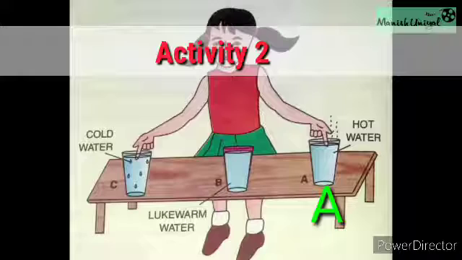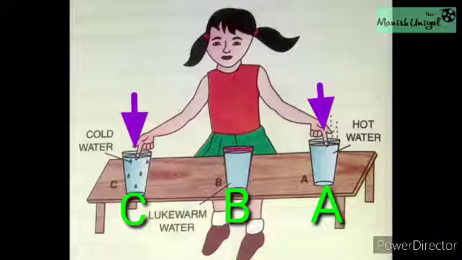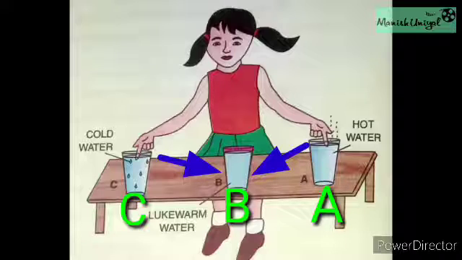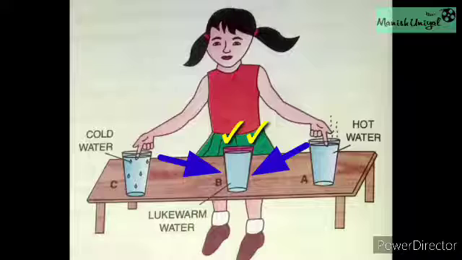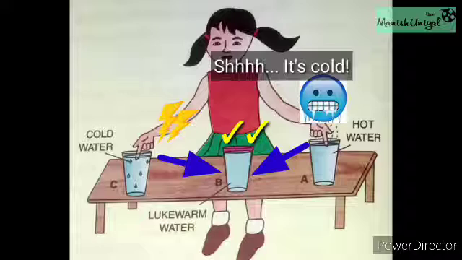Activity 2. Take 3 glasses A, B and C. Glass A contains hot water, glass B has lukewarm water and glass C contains cold water. Put one of your fingers in glass A and a finger of the other hand in glass C for some time. Now put both fingers in glass B. What do you feel? You will feel different sensation in your two fingers. The water in glass B feels warmer to the finger kept in cold water in glass C, whereas it feels cooler to the finger kept in hot water in glass A.